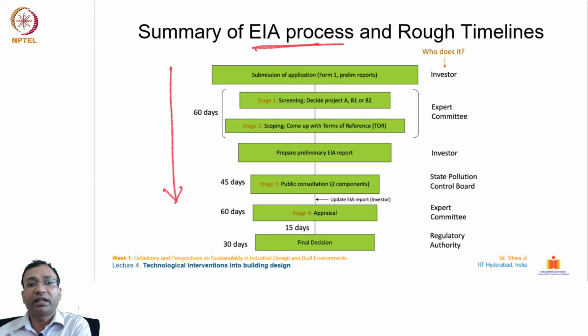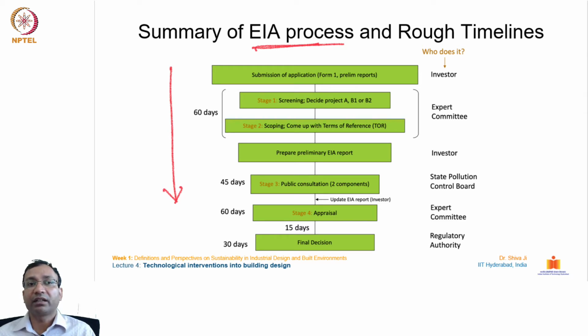So as a summary of this EIA process and roughly the timelines, it starts from the submission of the application, which is Form number 1, and it is submitted along with a preliminary report, such as some assessments, some surveying, and some data collection, etc. And then it goes further to screening as Stage 1.